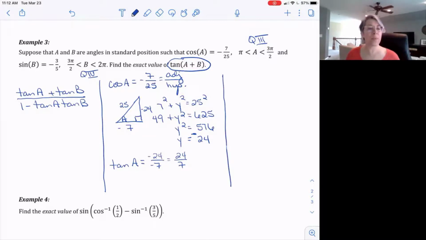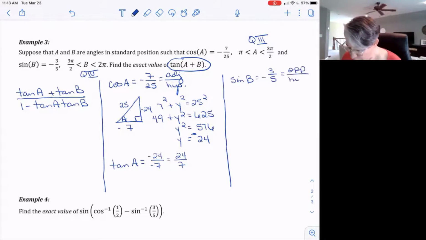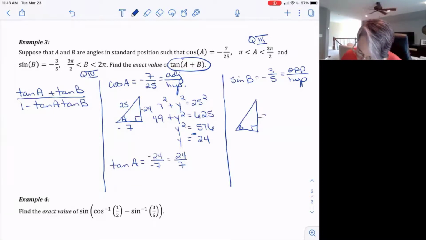Now let's do the same thing with angle B. We know that the sine of angle B is -3/5, and sine is opposite over hypotenuse. So if we create just any right triangle with an angle B, we know that the opposite side is -3 and the hypotenuse is 5. So we want to find this extra side here. So we can take -3 quantity squared plus x squared equals 5 squared.